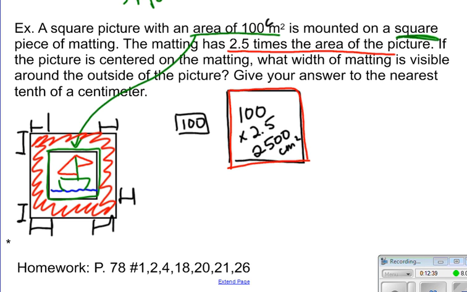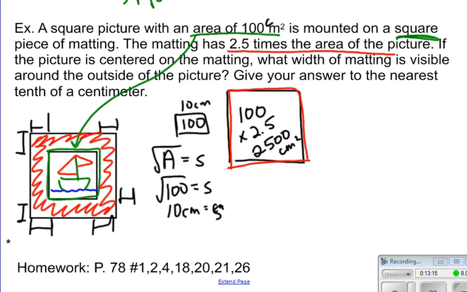And so we want to know what amount of width is showing. So we need to think, okay, well, what are the side lengths of each of these squares? Because we know the area, we can find the side length. So to find the side length of the picture, we're going to take the area and we're going to go square root to find the side length. So square root of 100 is the side length. 100 is a perfect square. So the picture has sides that are 10 centimeters. So the picture is 10 centimeters by 10 centimeters.